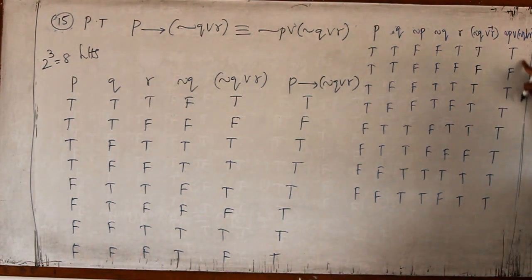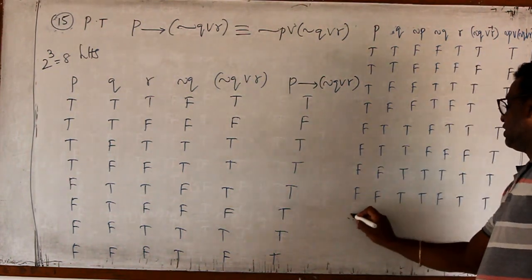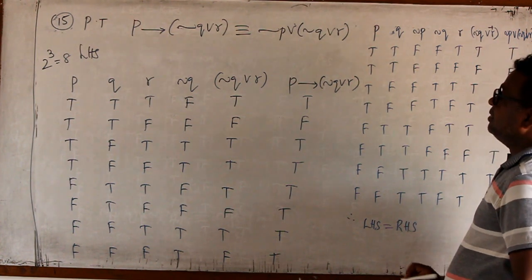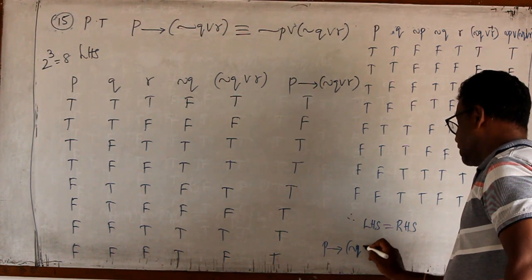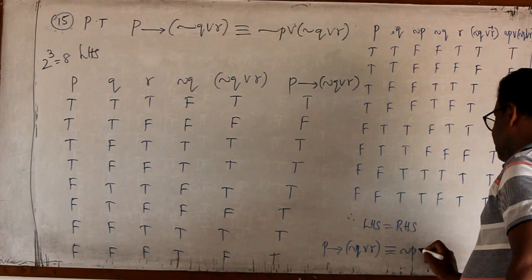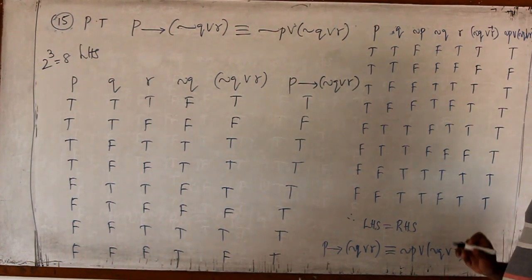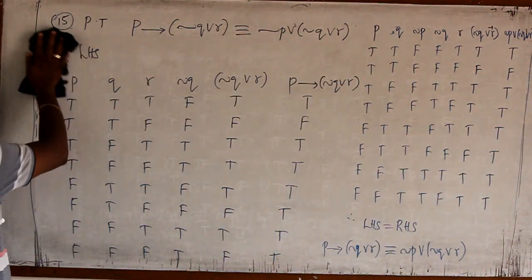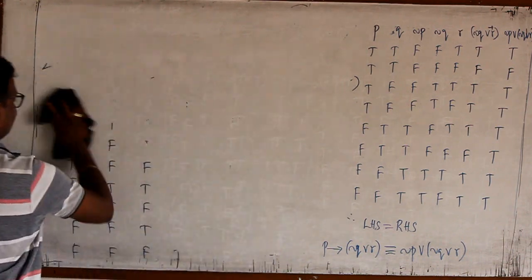Only the second term is F, the rest are T. Therefore, left hand side equals right hand side. Therefore, P then negation of Q or R is equivalent to negation of P or negation of Q or R. Both are equivalent. So with that, the 15th problem is over. With that, the problems on doing with the tables are over.